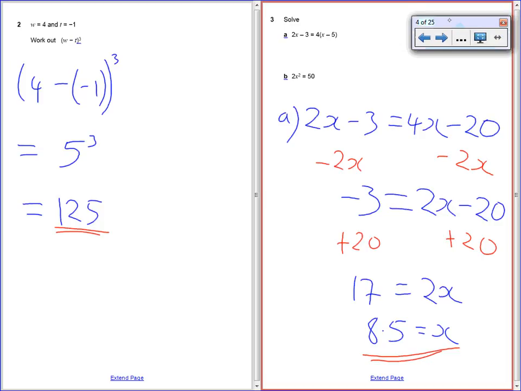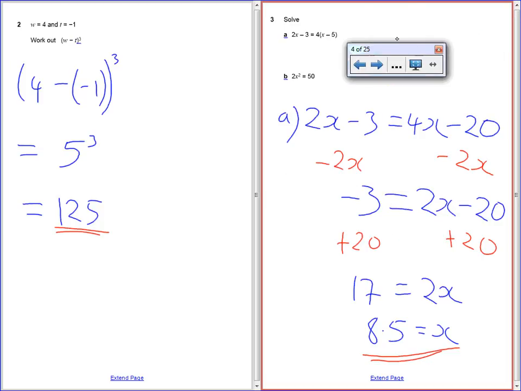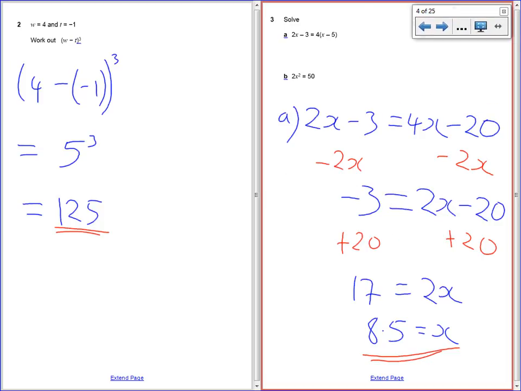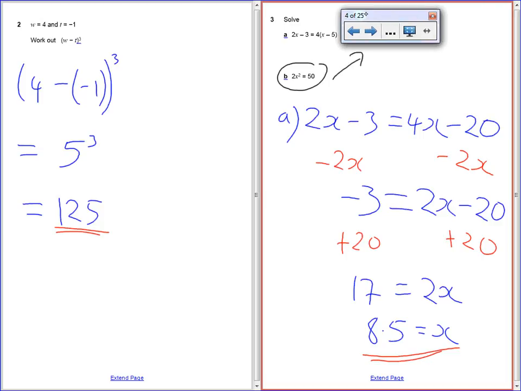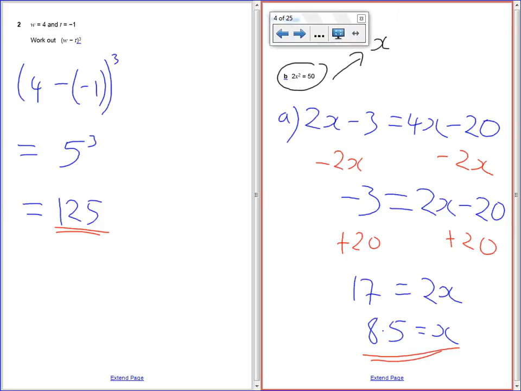Part B, most people did it mainly right, but didn't quite get both marks. 2x squared equals 50. If 2x squared equals 50, then that means x squared must be 50 divided by 2. So x squared must be 25. Now the square root of 25, most of your life you would know that as 5, but actually there were 2 numbers that when multiplied by themselves give 25. And that is 5 and negative 5.